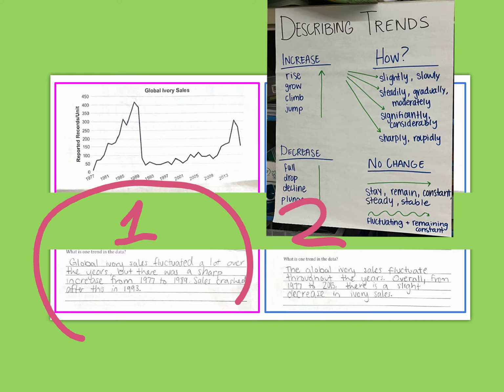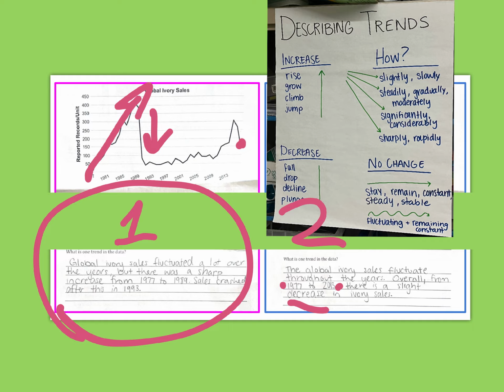Here, option 1 is doing a better job for the simple reason that it is accurate while option 2 is not accurate. Option 1 is saying that there was a sharp increase and then sales crashed. Option 2 is saying that there was an overall slight decrease from 1997 to 2013. That is just not true. We can see it goes from like 0 over here to like 200. So there's an overall increase in this graph, or in the sales in this graph.